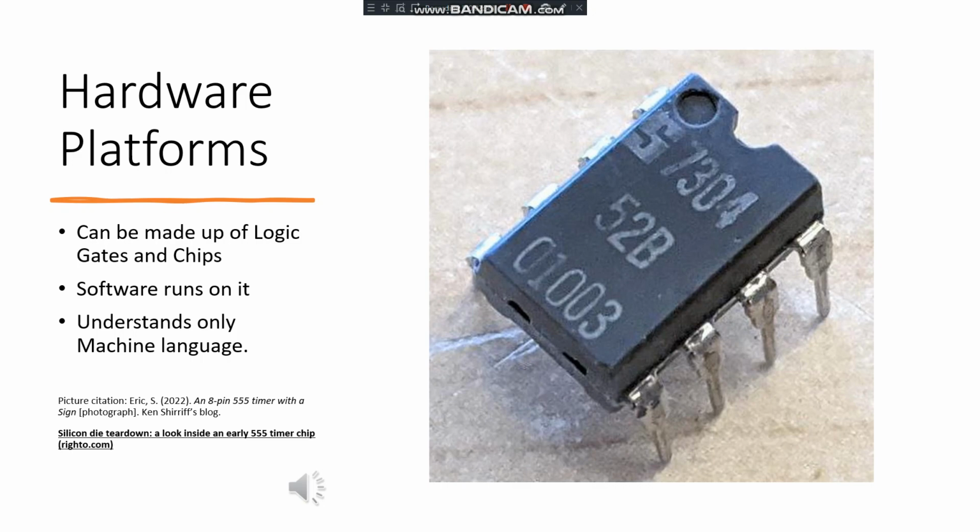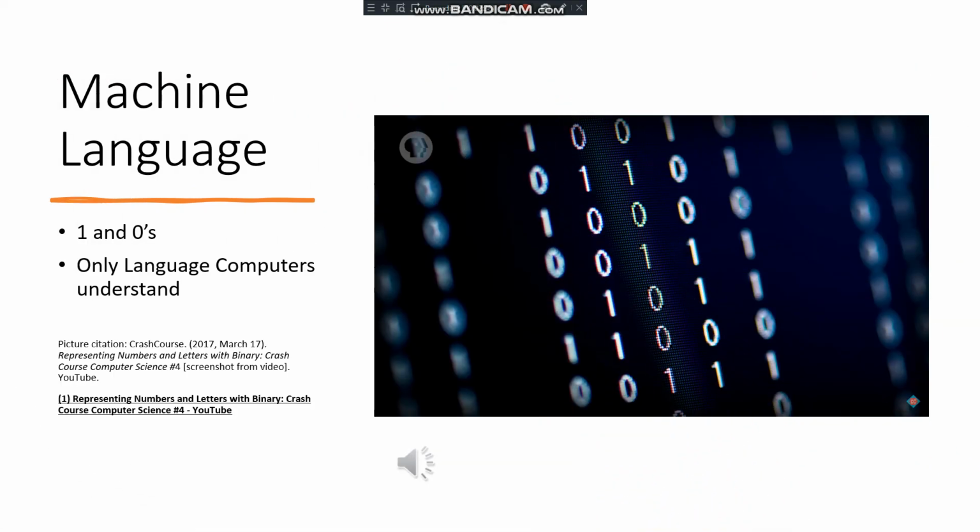Hardware platforms. Machine language. Machine language is binary. It's made out of ones and zeros. It's the only language that computers can understand. In order for us to communicate with it, we need to convert our thoughts and our creativity into something that the machine can understand. So we have to translate our language into machine language. We'll talk more about that as we move on.